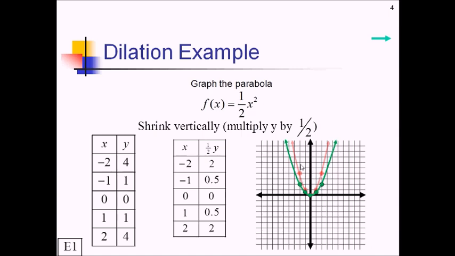We had a vertical shrink here. I mean, it becomes very clear why this parabola is getting wider if you look at these individual points. You'll see that all these points are being compressed closer to the x-axis. It is a vertical shrink.